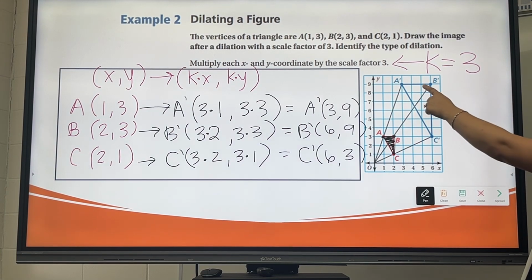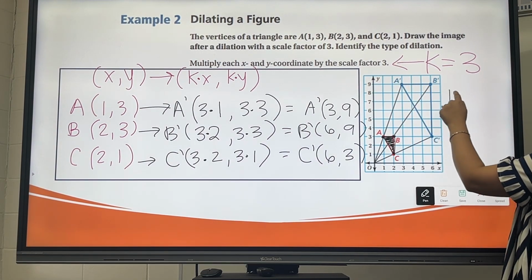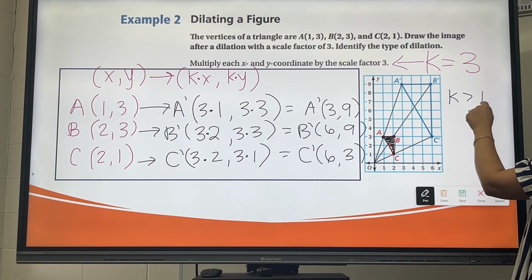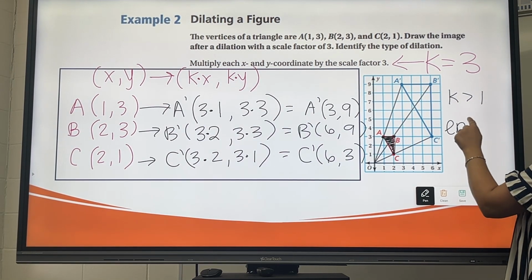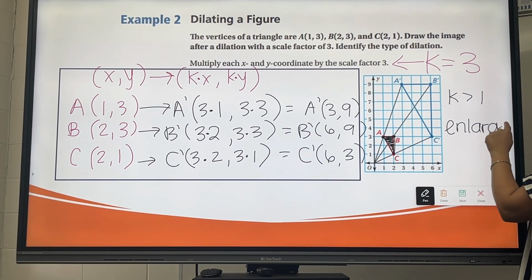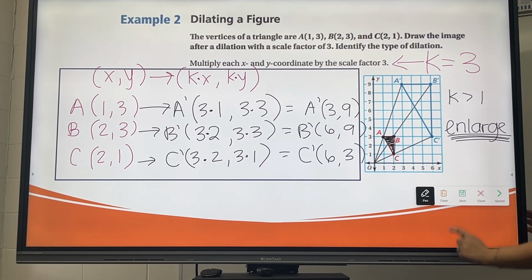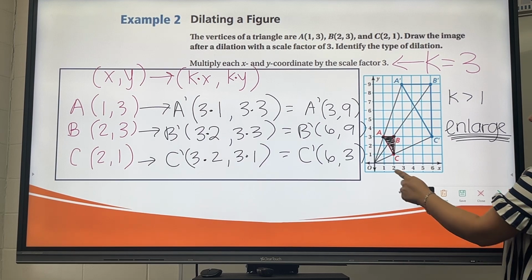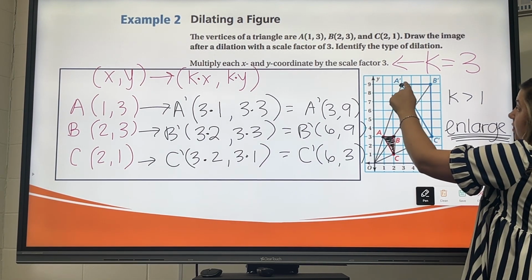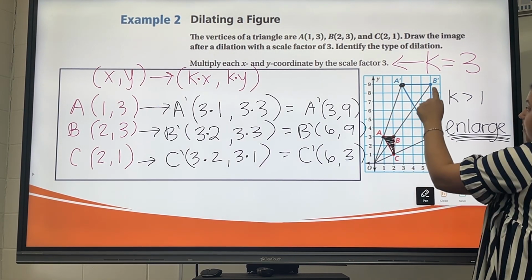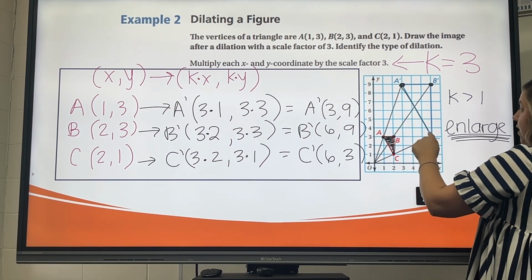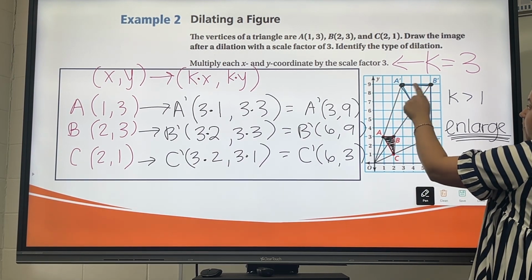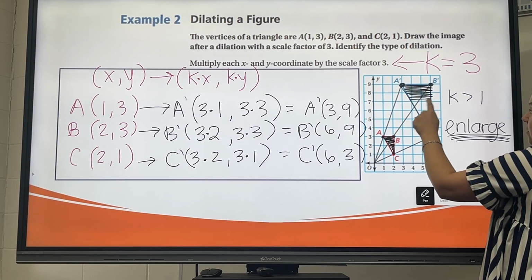So since the scale factor is 3, which is greater than 1, that is an enlargement. It gets bigger. Take a look at those new points. I've got 3, 9, 6, 9, and 6, 3. If we connect those, we see the new one looks like this.